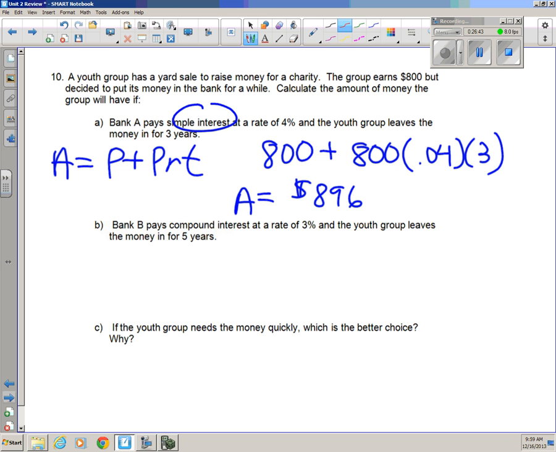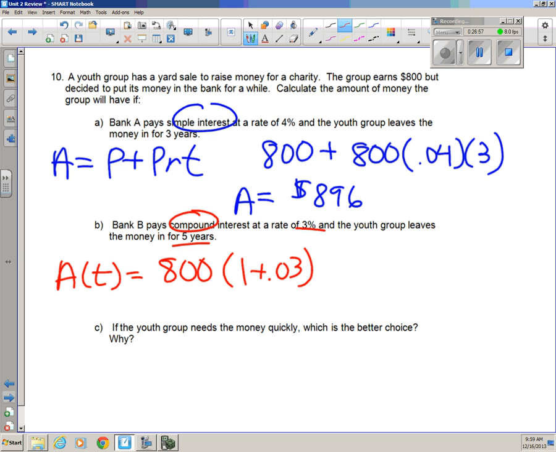Bank B is compound interest. It's compound interest 3% for 5 years. So Bank B, the total amount that we have is going to be the $800 that we start with, times 1 plus the 3% interest rate after 5 years. With the calculator, what ends up happening here is now you have $927.42. So it looks like we're going to get more money if we keep it in Bank B.